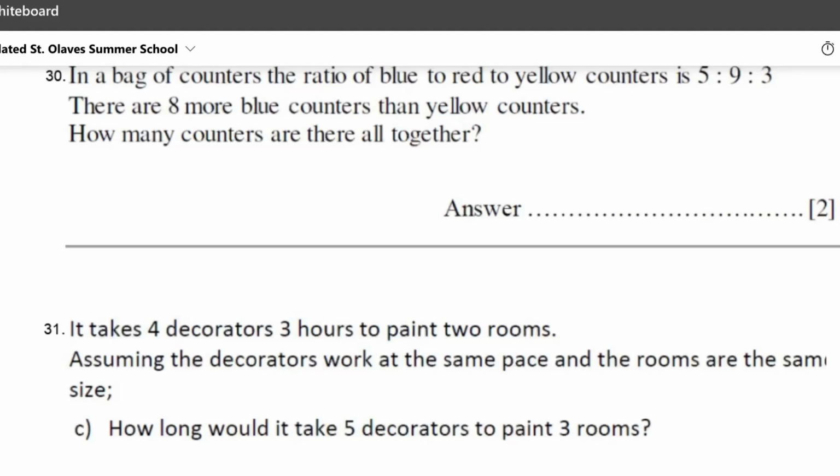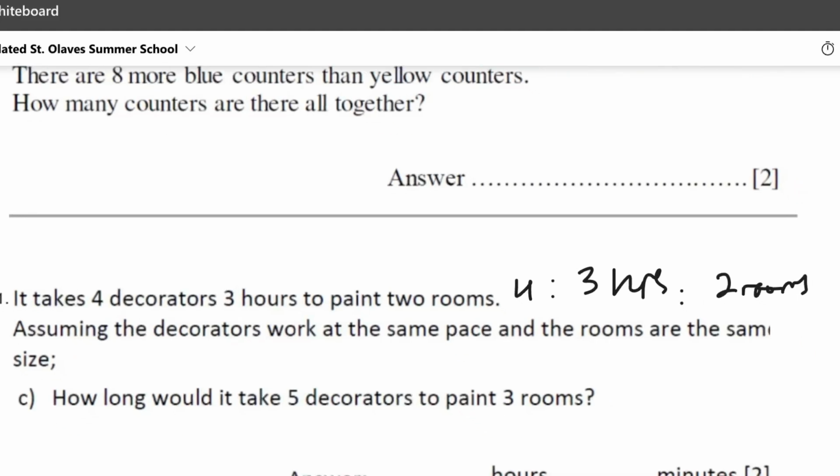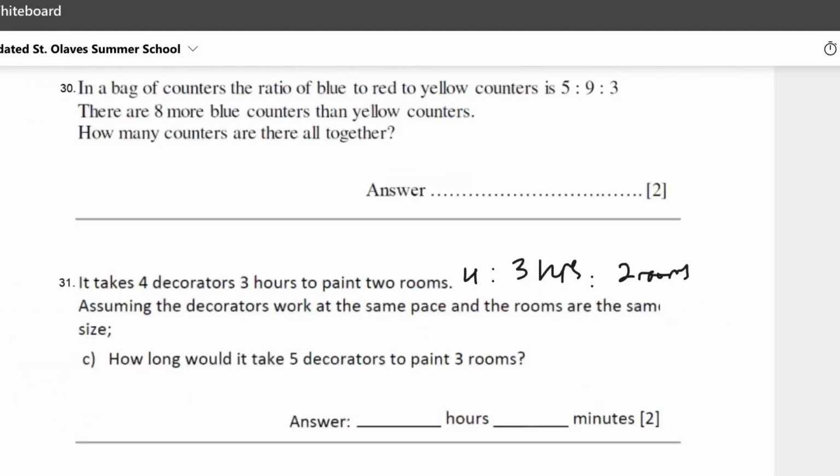So for question 31, we need to find the rate of work for one decorator. So it takes one decorator, if it takes 4 decorators 3 hours to do 2 rooms, over here, and I've just zoomed out a little bit for some space. We have to do 1 decorator. It has to do 3 times 4 because we have less people, which means more time to do the work. 12 hours to do 2 rooms.